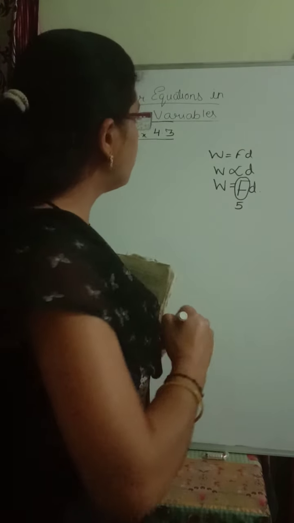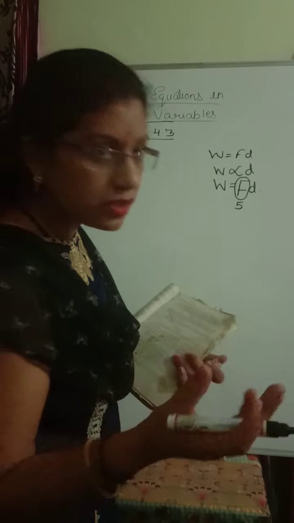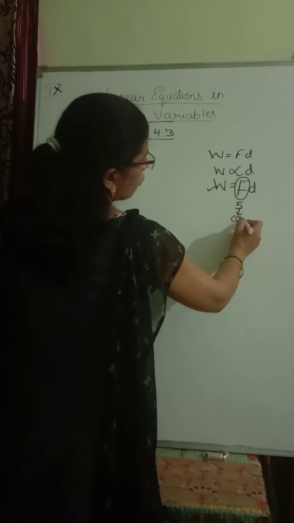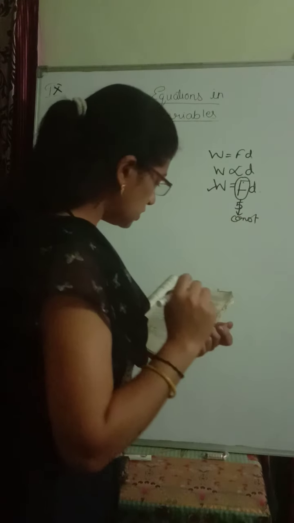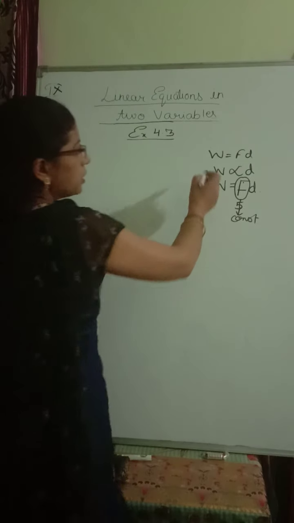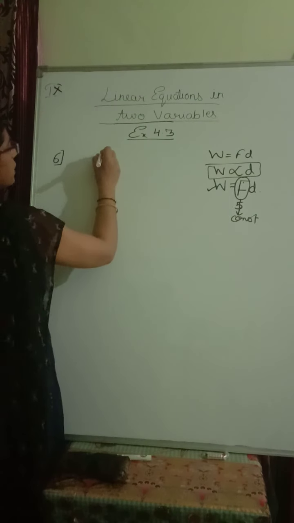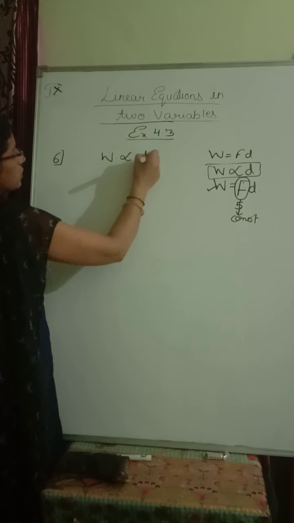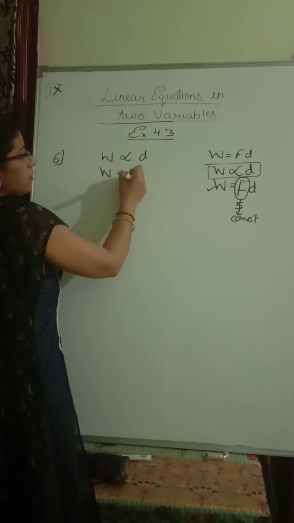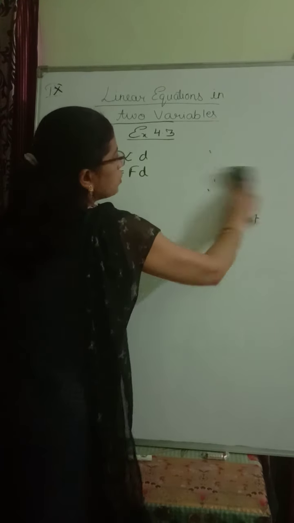Okay, so what we will do: if the work done on a body on application of constant force, constant is given to you, is directly proportional to the distance traveled by the body. So very first I am writing work done is directly proportional to distance traveled by a body. So I will remove this proportionality sign and one constant force will come, F into D. So this thing is given to you.